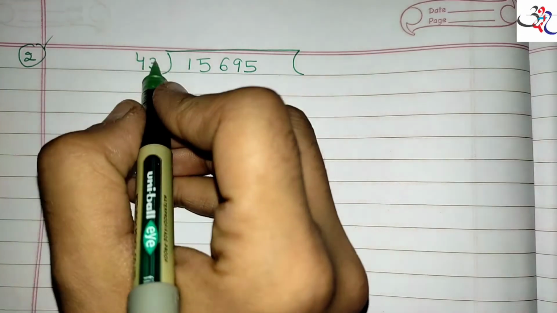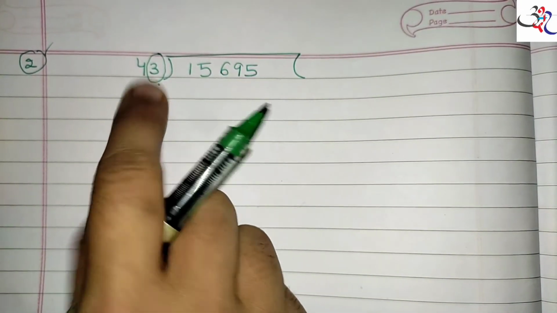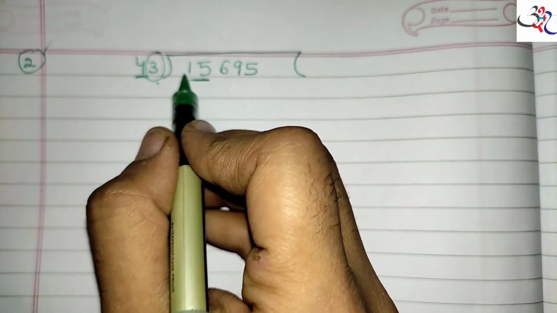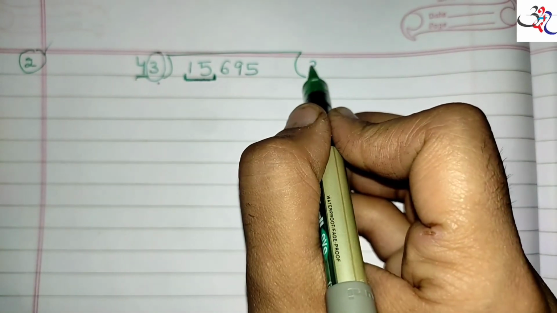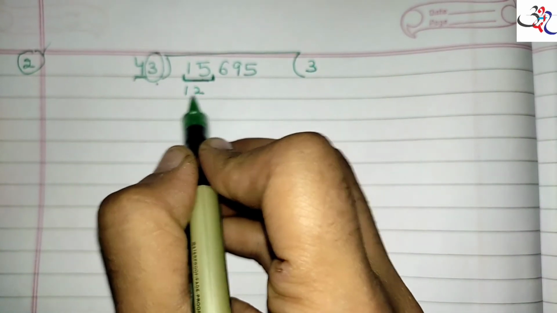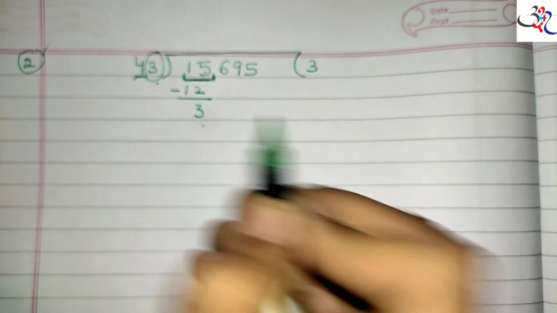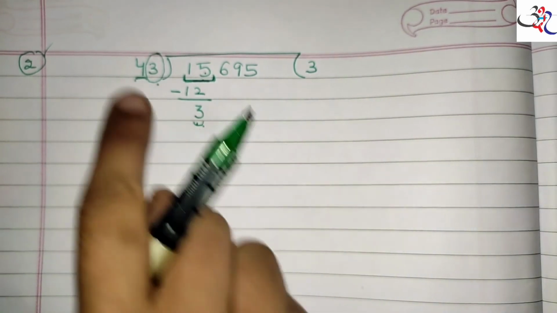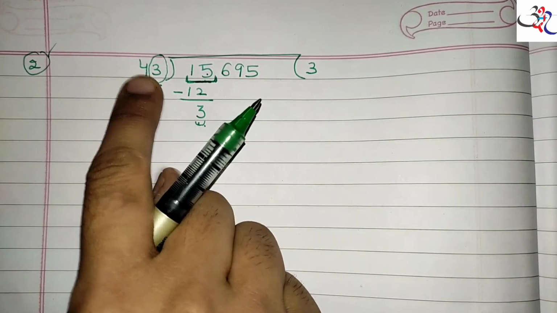Moving to our question number 2. In this question, forget about the value 3 and start dividing by the normal method with the 4. If I divide 15 by 4, I will get 4 threes are 12, and after doing this subtraction, I will get 3. Let's check whether this 3 is divisible by 4 or not. No, this 3 is not divisible by 4.